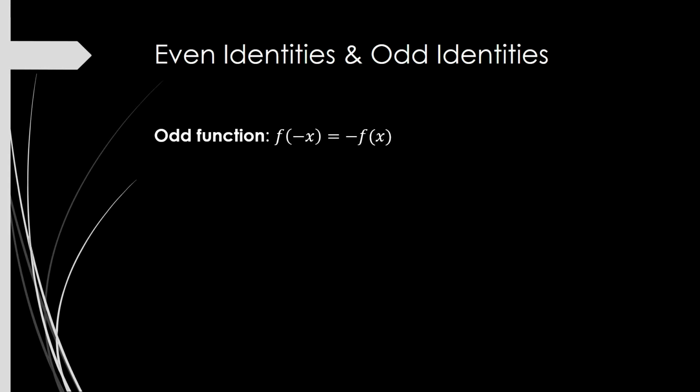Well, an odd function is something like this. If f of minus x is equal to negative f of x, for all values of x in the domain of this function, you would say that this is an odd function. An example of that is f of x equals 5 times x cubed. If you want to test if your function is an odd function, you must test if the function meets this criterion: f of minus x is equal to negative f of x.